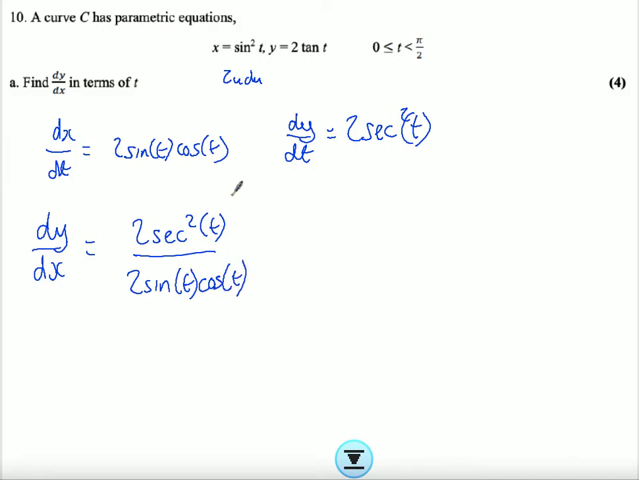And does that simplify at all? Well, the 2's will go, won't they? Is there anything else that cancels? Well, the sec can come down here, can't it? So I can rewrite this as 1 over sine t cos cubed t. You don't need to, it just might be a little bit nicer moving forward, especially when I'm having to type this into a calculator later.